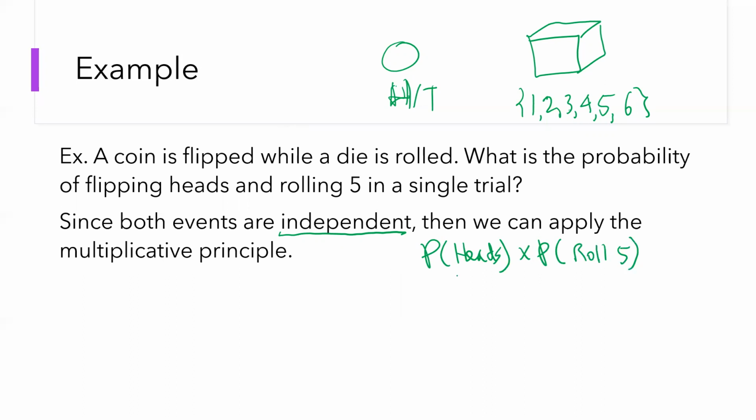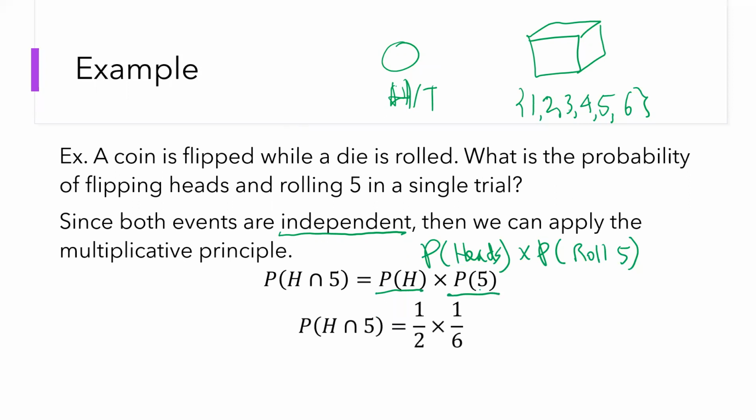Rolling a 5. And this will give you the probability of having a heads followed by a 5. So what we're going to do is simply, and again, I just got lazy with this, instead of writing heads, I wrote H. So the probability of having heads and a 5 will be the probability of having heads multiplied by the probability of rolling a 5. So the probability of getting heads here is a half, and then the probability of rolling a 5 is 1 out of 6. So now all we need to do is simply multiply these two results and we are done.